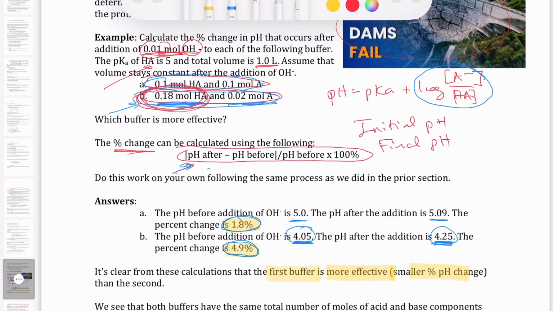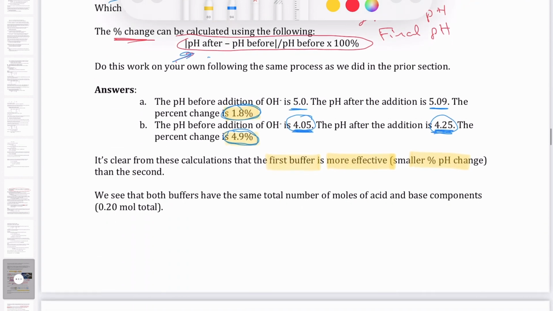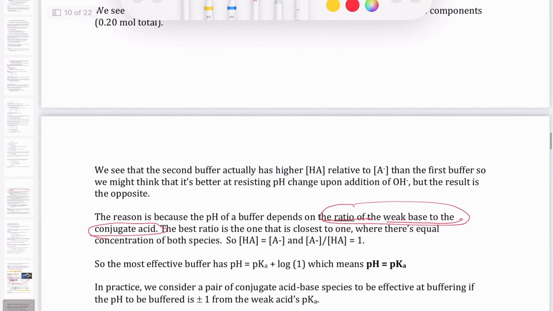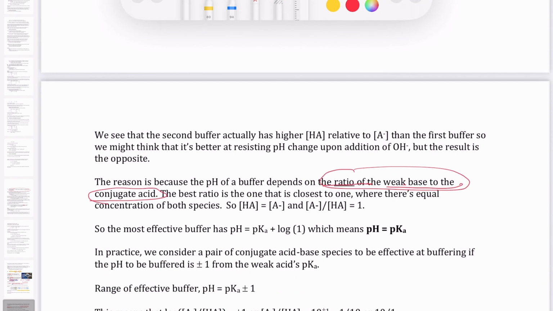The pH depends on the log of A minus over HA. So if that ratio is not optimal, then the change in the pH of the buffer when you add a strong base or a strong acid to the buffer will be pretty significant. In fact, you can test this on a number of different ratios. The best ratio you can have is when the HA and the A minus are equal to each other, which just means that the ratio of A minus to HA is 1.